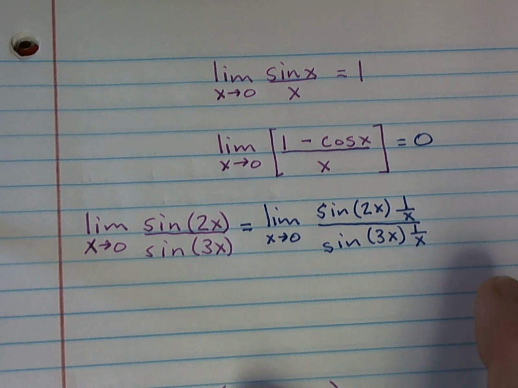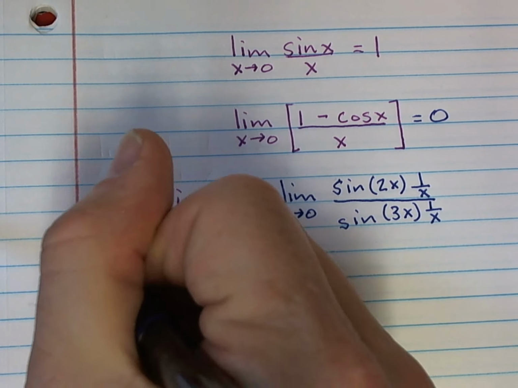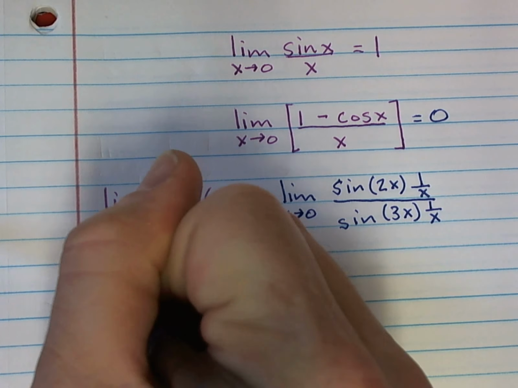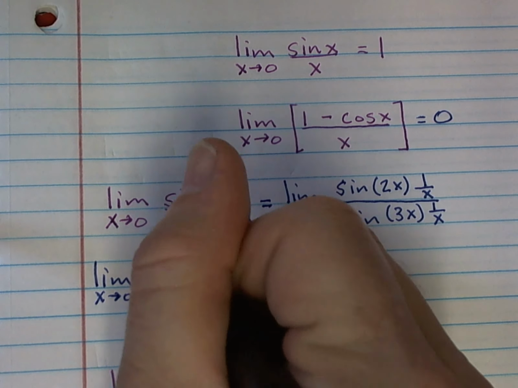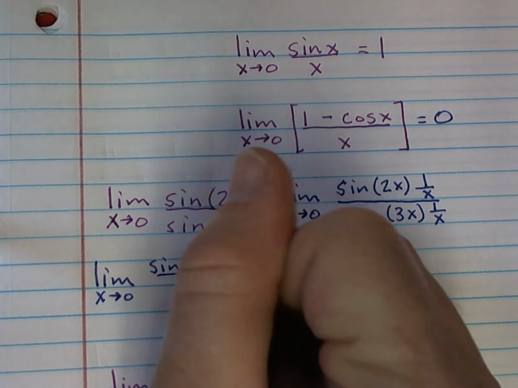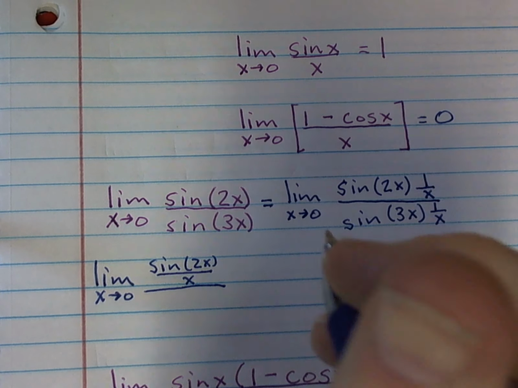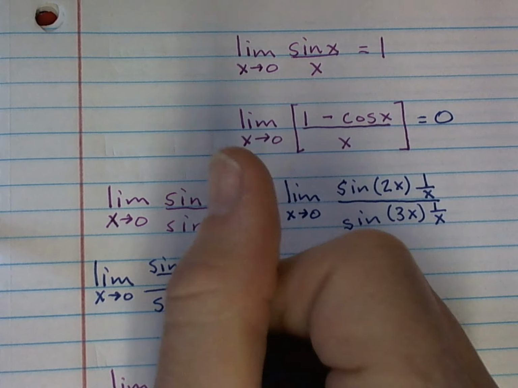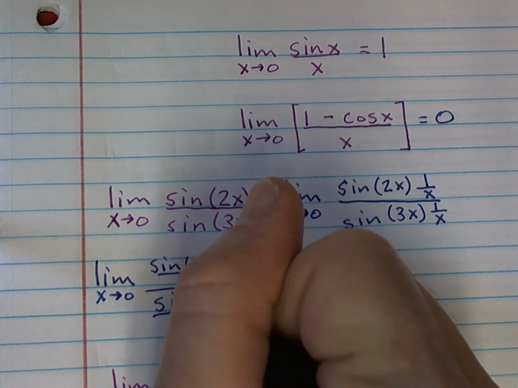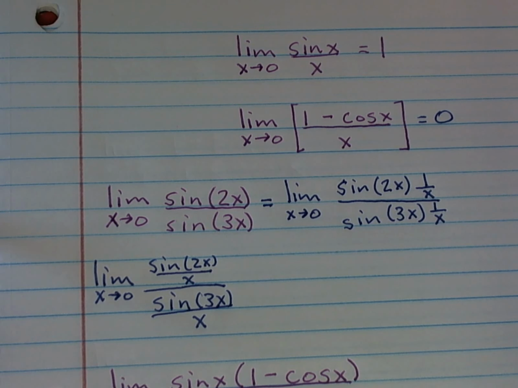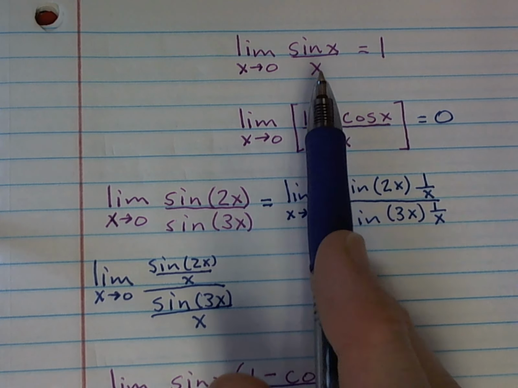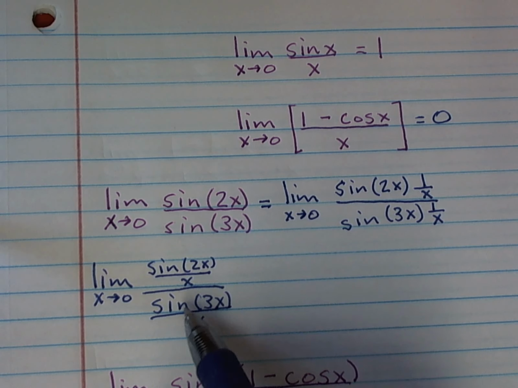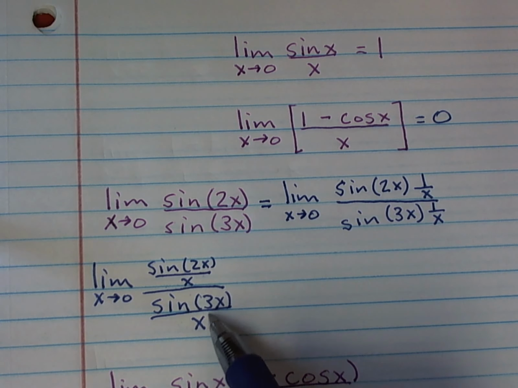Now, once we do that, notice we could rewrite this problem this way. We've got the limit as x goes to 0 of sine 2x over x, over sine 3x over x. That works, right? At this point, this is starting to look a whole lot more like this thing, because up top we've got sine 2x over x, and on the bottom we've got sine 3x over x.